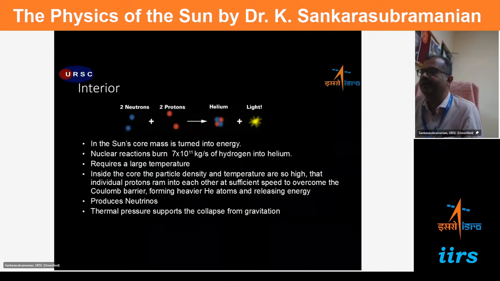So inside the core, the particle density and temperature are so high that individual protons ram into each other at sufficient speed to overcome the Coulomb barrier, hence forming heavier helium atoms and releasing the required energy. And this also produces neutrinos. And the thermal process, that is the pressure generated by this high temperature, also supports against the collapse due to gravitation from the core.